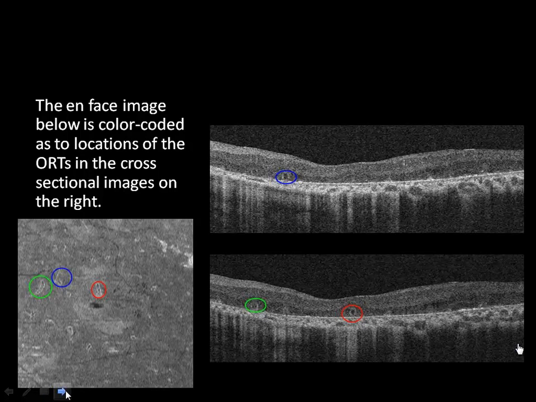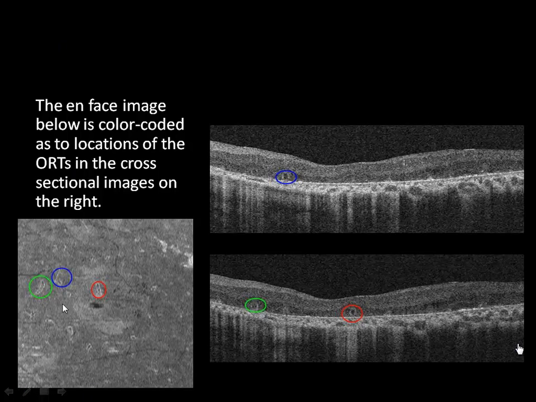So we can actually go from the cross-sections to the en face image. That round body, whatever that is, corresponds to this one here. And this green one corresponds to that one. And you can see on the en face images, they're not really round, they're actually tubular in shape. So these are called ORTs, outer retinal tubulations.